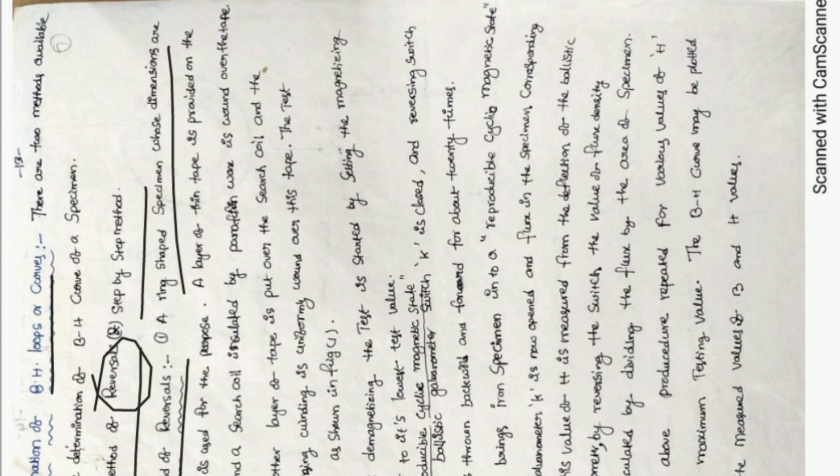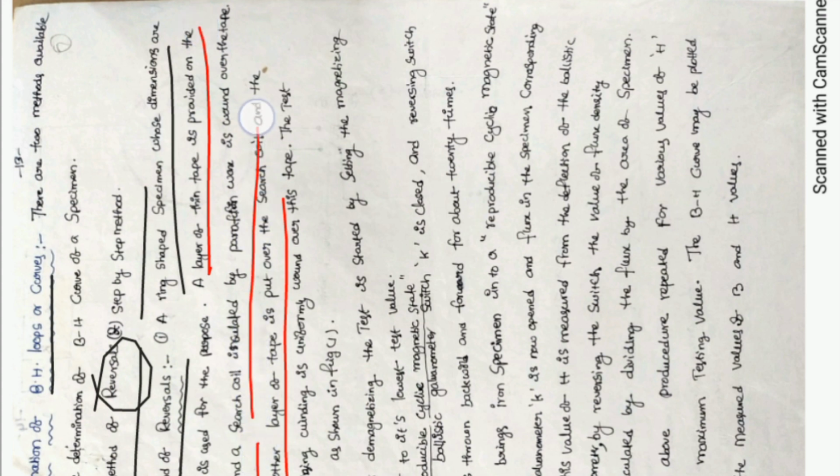You can see the method of reversal. A layer of thin tape is provided on the ring specimen, and the search coil is insulated by paraffin wax and wound on another tape. If you wound such a coil directly, a short circuit may occur or the insulation may be damaged. Hence, paraffin wax is provided for such a coil. Another layer of tape is put on the coil, and the magnetizing winding is uniformly wound on this tape.